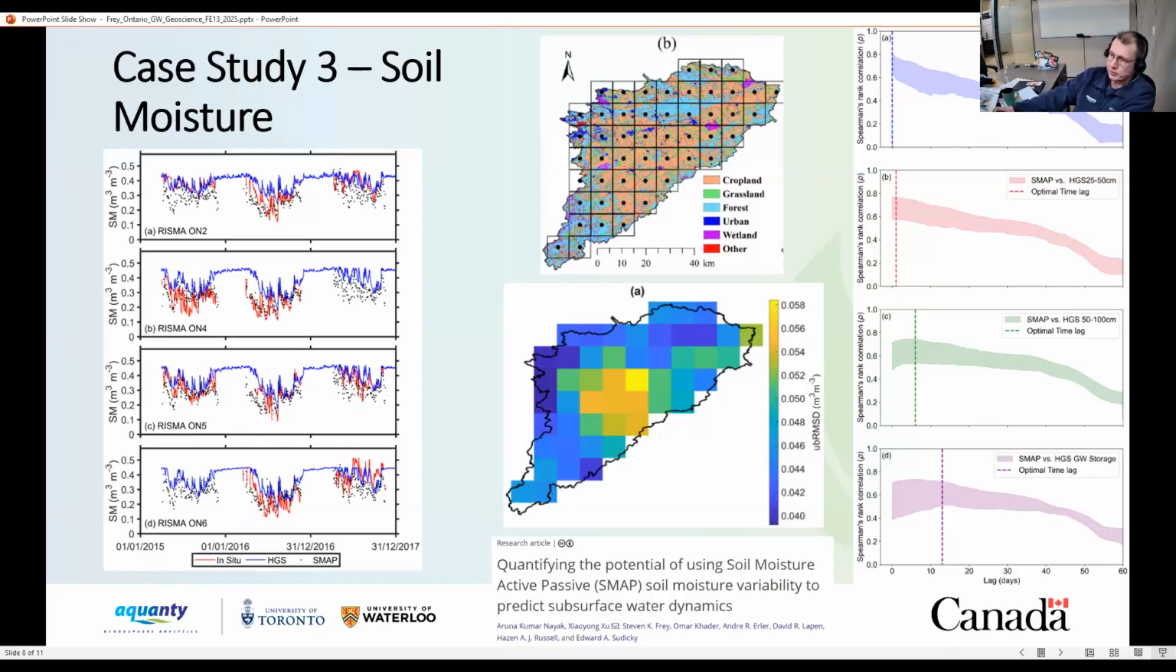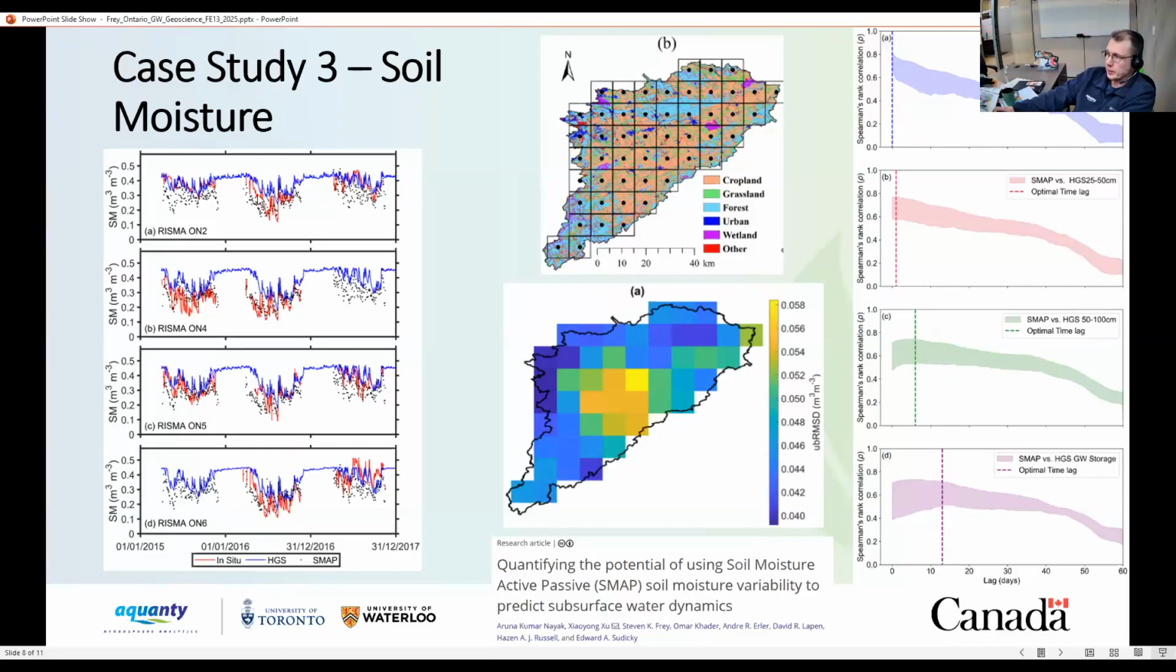And the time series figures we see on the left here, this just shows the correlation between the blue line, which is the simulated soil moisture from the HGS model, the black dots, which are the SMAP observations, and the red lines, which are the continuous in situ soil moisture measurements from the RISMA sensors. And we have this at different depths as well. So generally good correlation between HGS, RISMA, and SMAP.